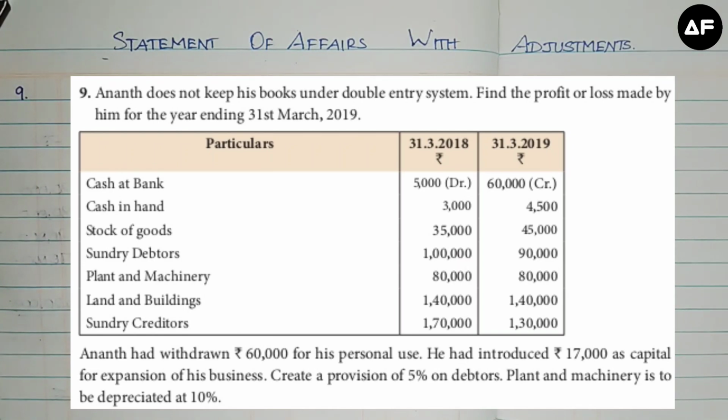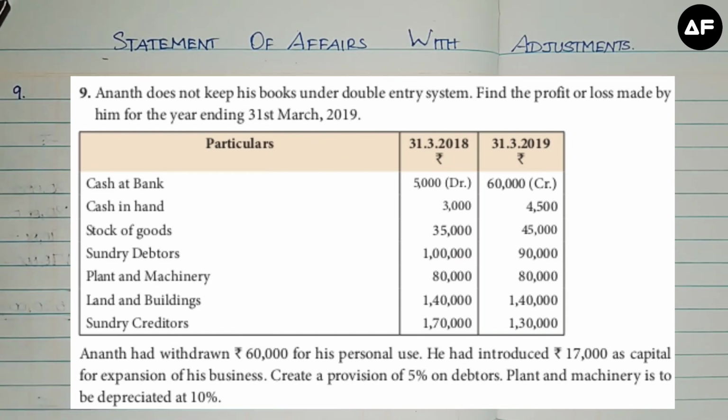Anand does not keep his books under double entry system. Find the profit or loss made by him for the year ending 31st March 2019. So we must find the statement of profit or loss also. That is, we must prepare the statement of profit or loss and find profit or loss gain by him. So there are particular number of items given over there and two columns are given. So the two columns are headed by 31/3/2018 and 31/3/2019. So 2018 is the opening balance, whereas 2019 is the closing balance.